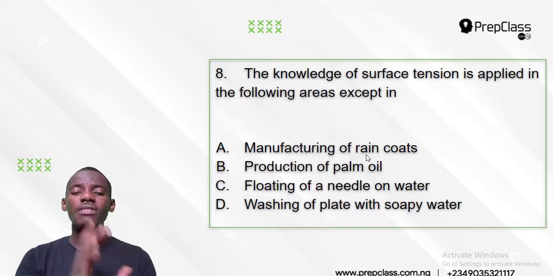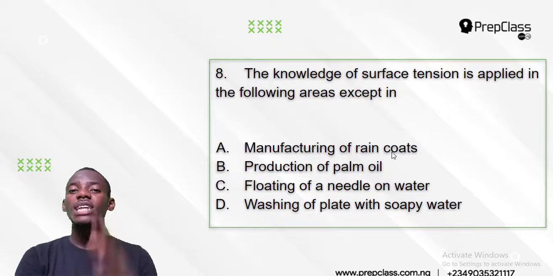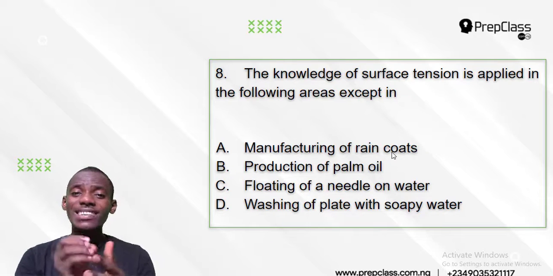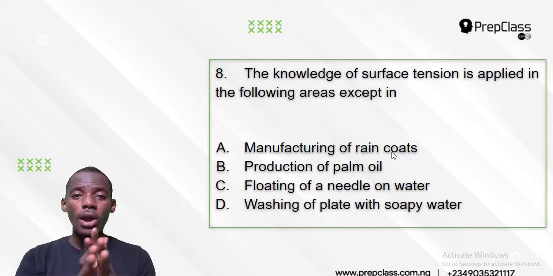So the knowledge of surface tension is used by science to prevent water from penetrating or to help water penetrate clothes. Like now, the raincoat is made of oil material so that water cannot penetrate, because the water has a surface tension. It has this elastic skin. So when they put oil on it, the water will not be able to enter the clothes.